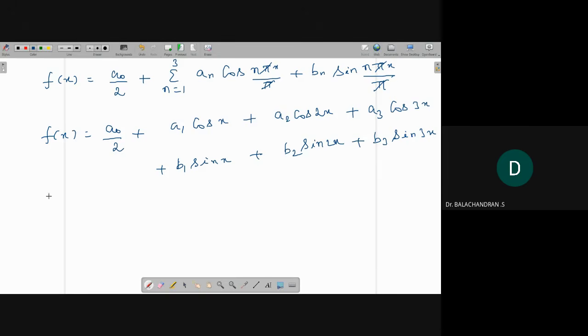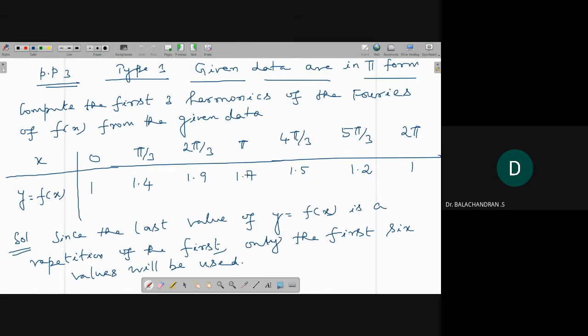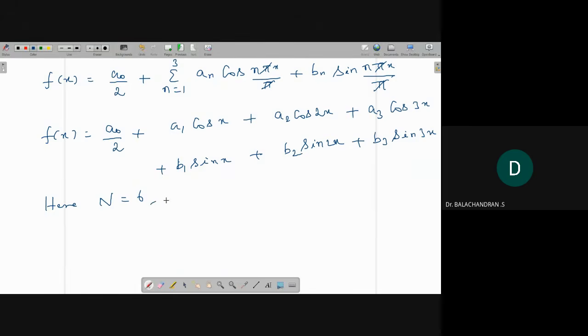So here n equal to what? 6. Number of ordinates 1, 2, 3, 4, 5, 6. And 2L equal to 2 pi minus 0, which implies L equal to pi.